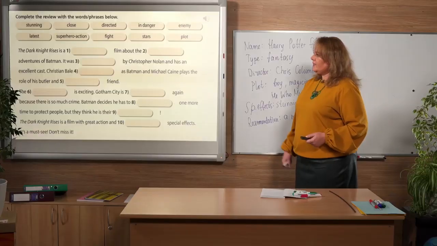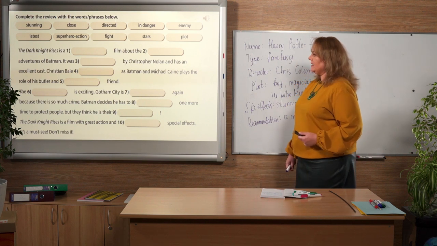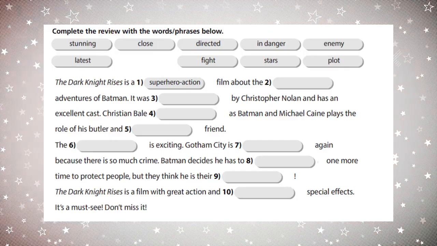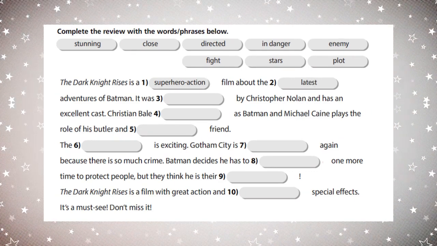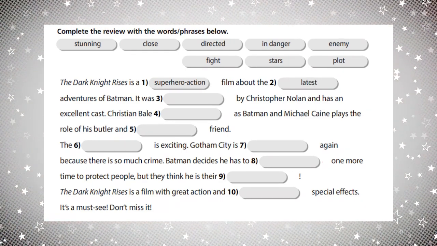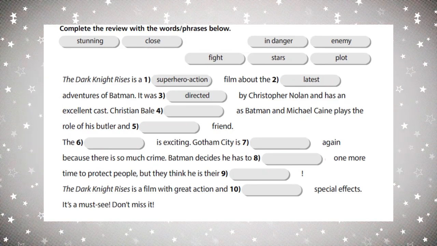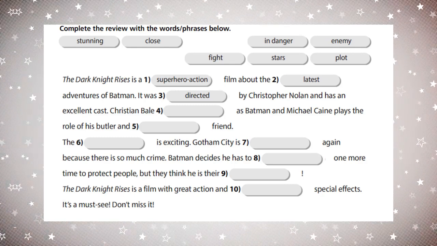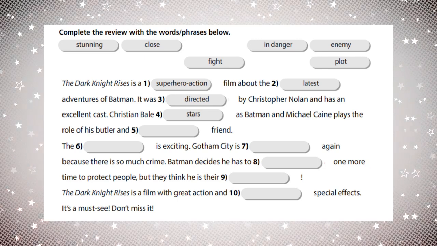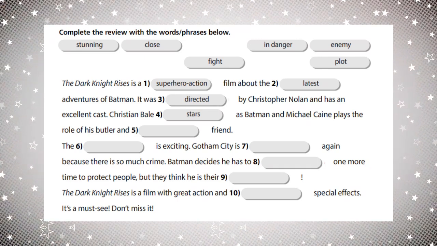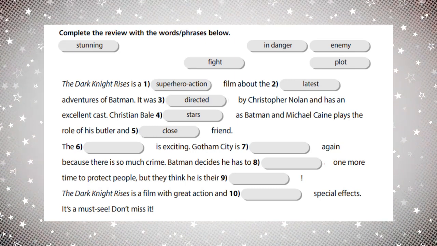So, let's check. The Dark Knight Rises is a... What is the correct answer here? Superhero action film about the latest adventures of Batman. It was by Christopher Nolan. It was directed, well done, and has an excellent cast. Christian Bale stars as Batman, and Michael Caine plays the role of his butler and close friend. Well done. Number 6.